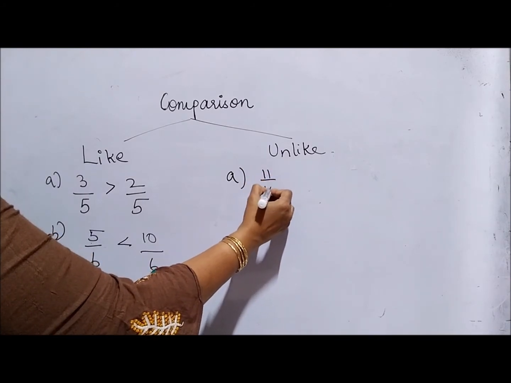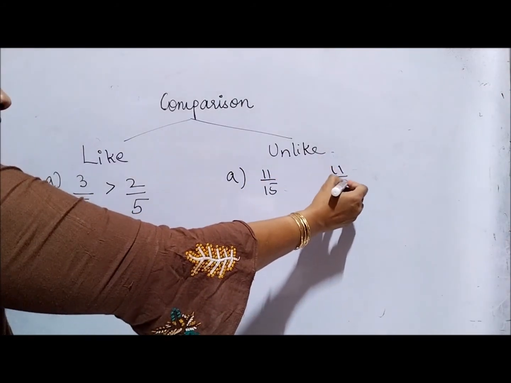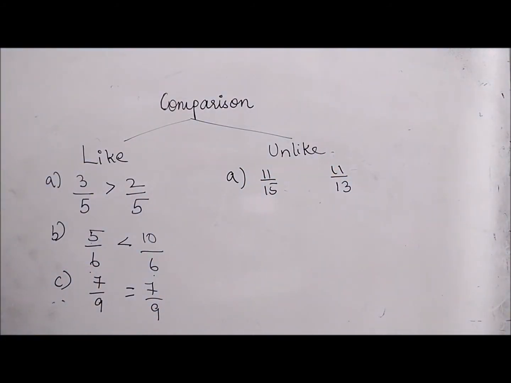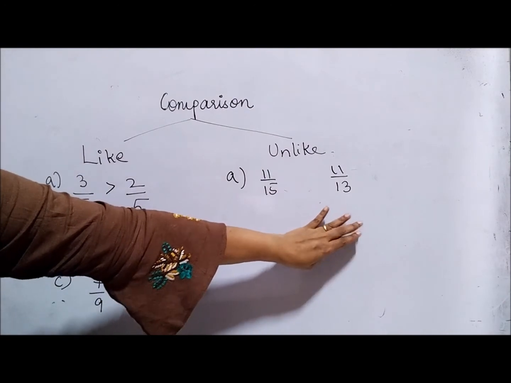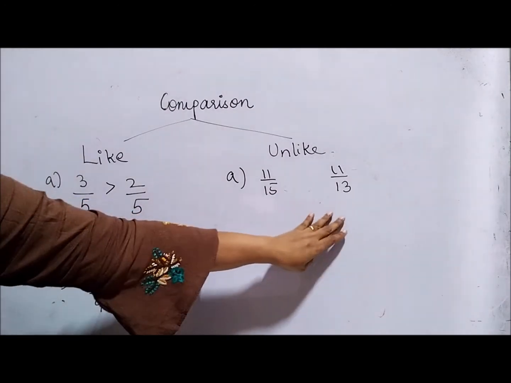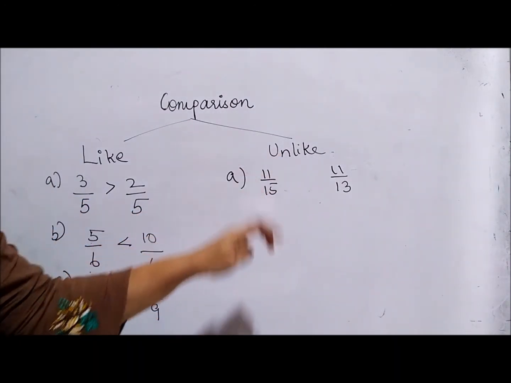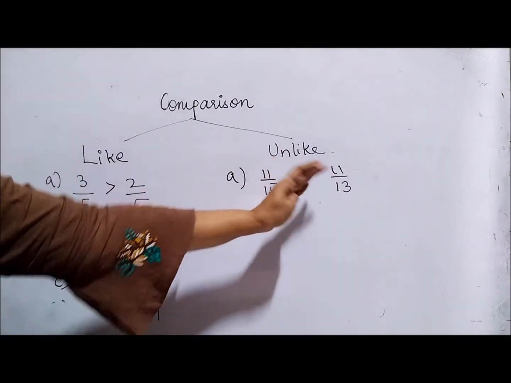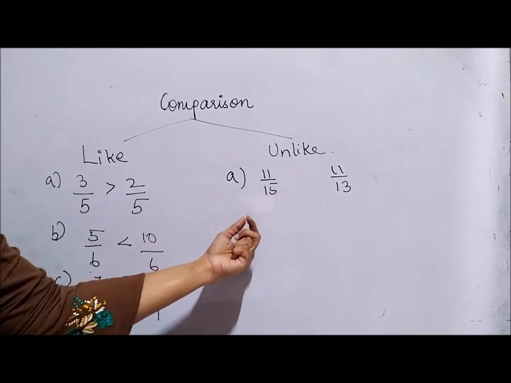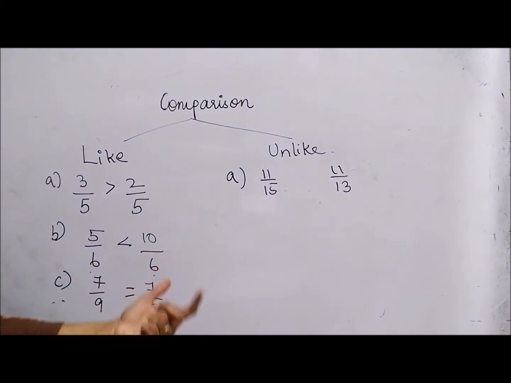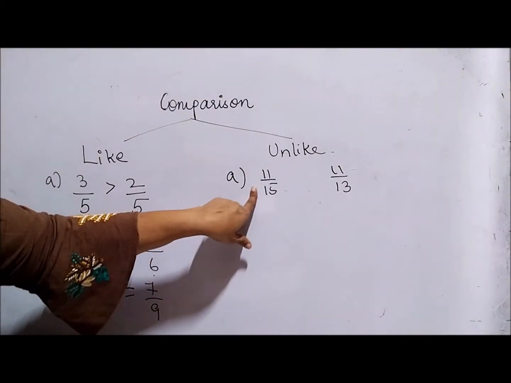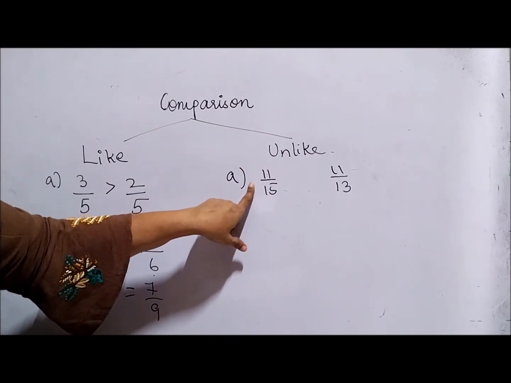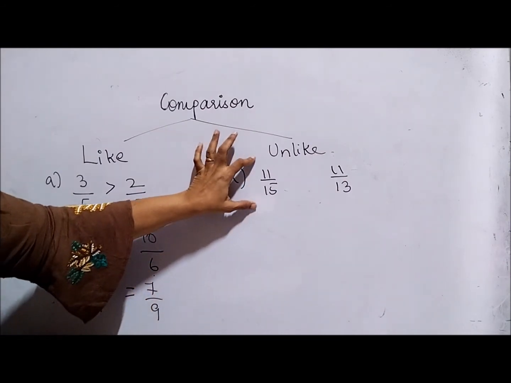11 by 15 and 11 by 13. Now, if the denominator is different, generally what we have to do is convert into like fractions, and then we have to compare. After converting into like fractions, we need to compare. But in this particular case, what I am doing is, there is a trick.